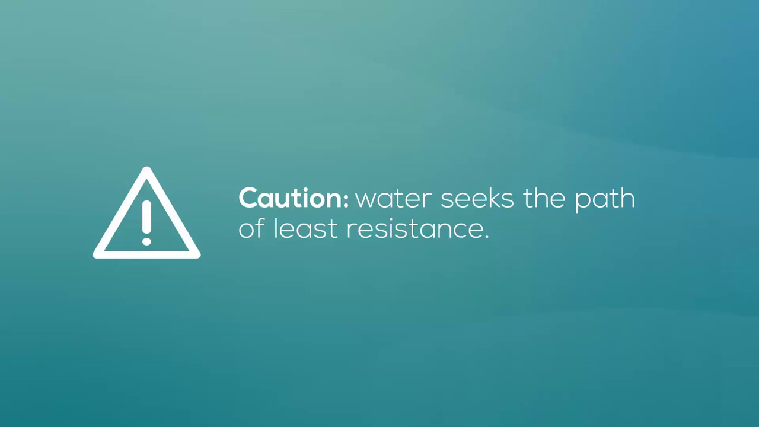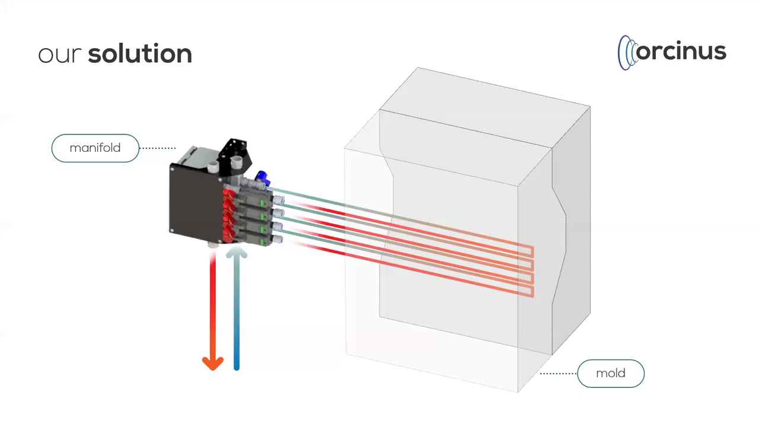One problem is that water always seeks the path of the least resistance. It's like in politics. So we are offering our orcinus solution, which measures for every single circuit the temperature and the flow. So we're having two manifolds, one for the incoming fresh temperatured water, then it's going inside the mold, it's heating up, it's becoming warmer. And on the way back out of the mold, we're measuring the flow. This is how we exactly know what's happening inside.